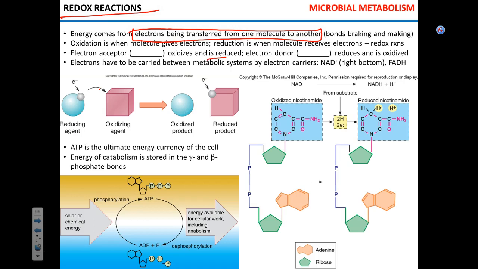Yeah, so electron acceptor is oxidant. I call it oxidant, okay? Electron donor is reductant. You have to be familiar with that terminology, so I'm going to ask you about this.